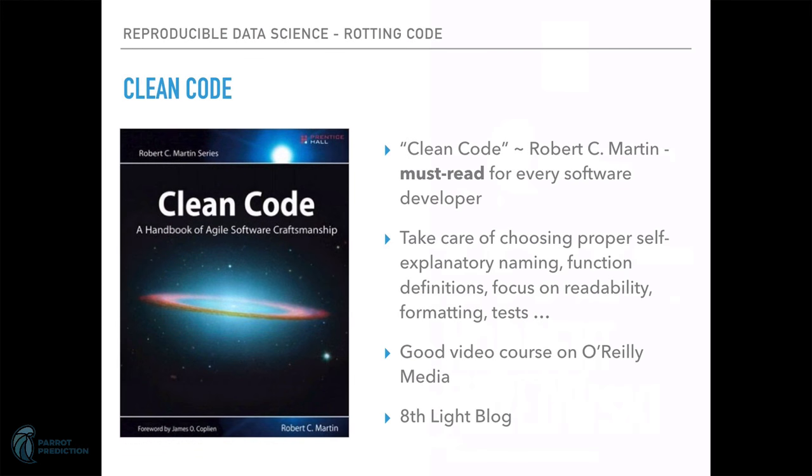If you work with software, you probably have gone through this book. If not, it's a must-read for every software developer. It's Clean Code written by Robert C. Martin. And in this book, he introduces how important it is to introduce some naming conventions, function and line lengths. He tells us to focus on readability because our code is finally read by humans and it needs to be done well.